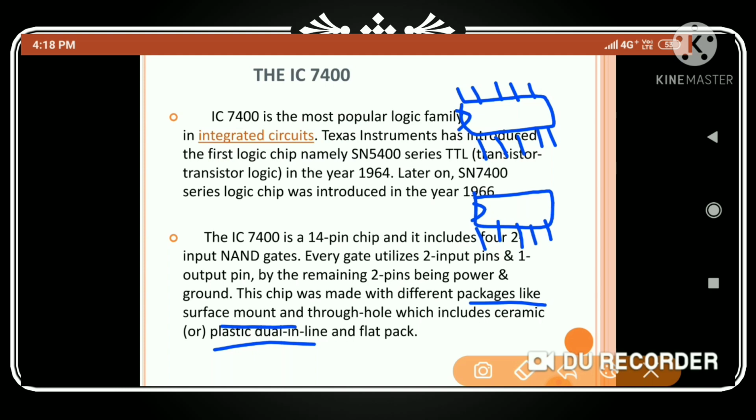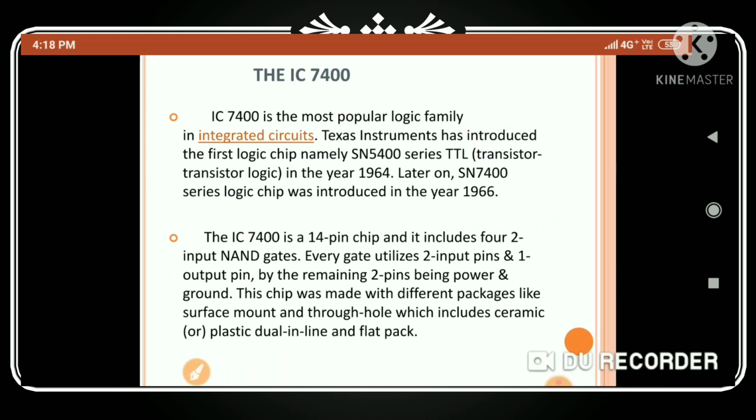And surface mount means we can consider capacitors and resistors, which have to be mounted on this chip on the printed board, like that. Through hole means we have to solder. By using the soldering method we have to attach to the chip. This is the meaning of this one.